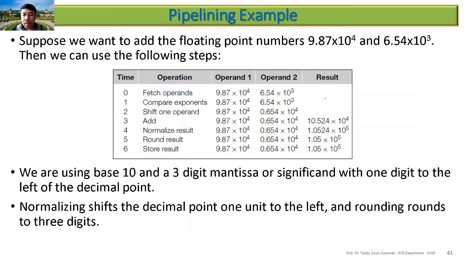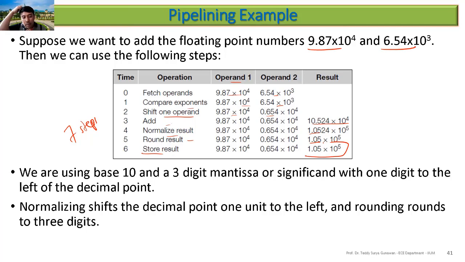For example, suppose that we want to add floating point numbers. There are 7 steps for adding floating point numbers. Fetch operands. Compare exponents; if different, then make them the same. Shift one operand to make it the same. Add, then this is the result. Normalize the result to be 1 point something, for example 10.5 becomes 1.05. Round the result and store the result. This is the last one.